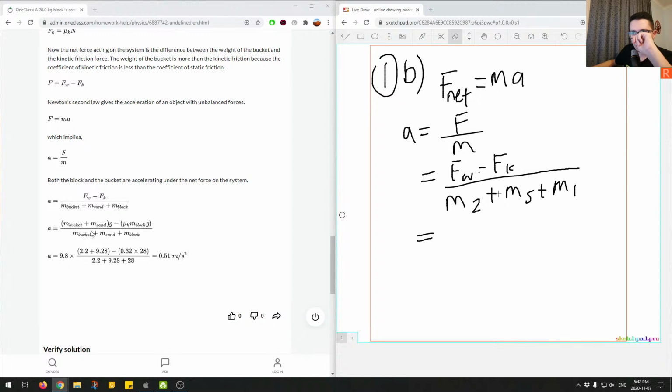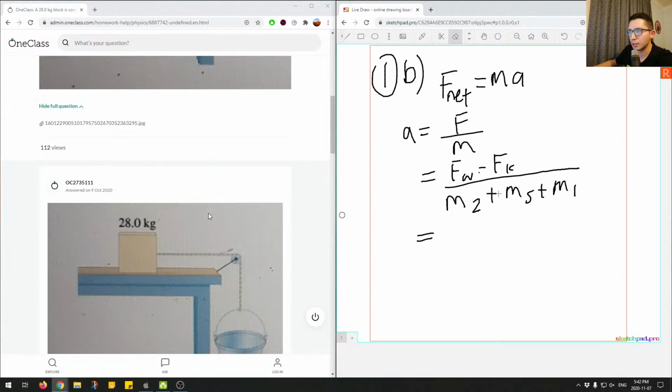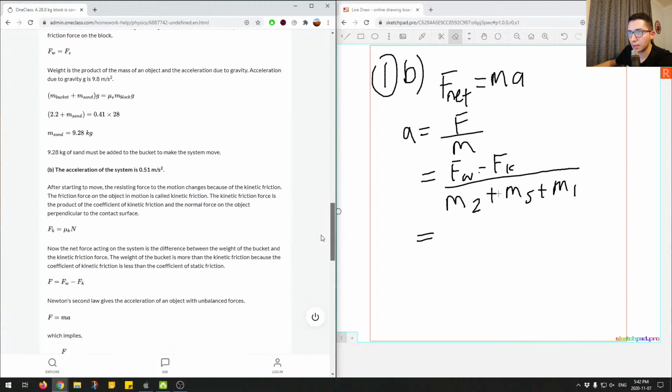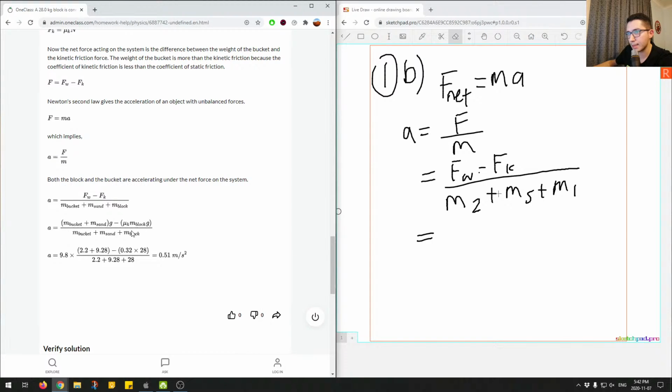So here we can see in the junior tutor's answer, they just do mass times gravity for the first part. So we can think about looking at this bucket. We only really have the force of gravity acting on this, pulling it down. So Fw would be mass times gravity. In this case, we have two components, the bucket and the sand, and then the force of kinetic friction will be the same as calculated before, but with the kinetic coefficient of friction instead of the static coefficient of friction. So this is just plugging the values in.